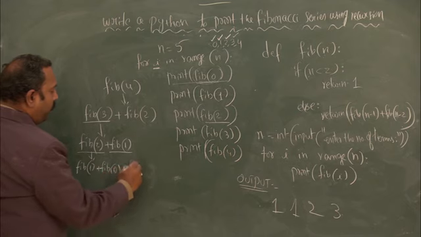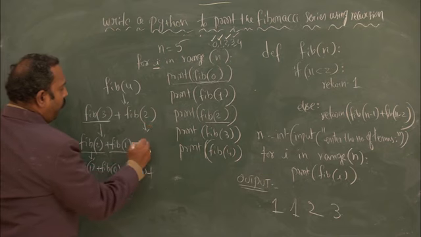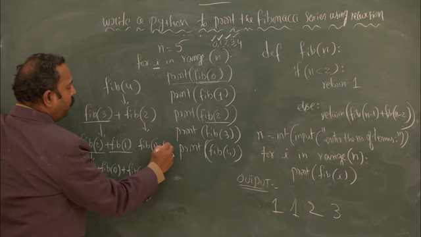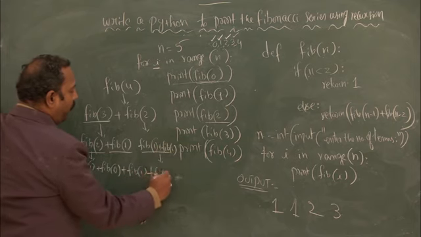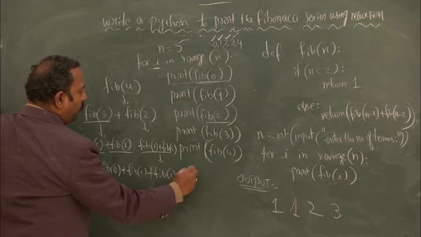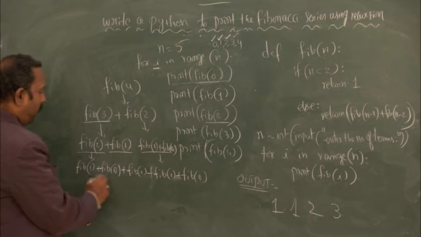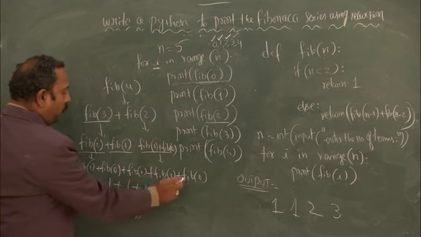So fib of 1, fib of 1, plus, what is this, fib of 2? Again, fib of 2 minus 1, that is 1, plus fib of 0. Fib of 0. These two added here. So fib of 1 plus fib of 0, fib of 0. So fib of 1 means 1, 0 means 1, 1 means 1, 1 means 1, 0 means 0. Sorry, 0 means 1.